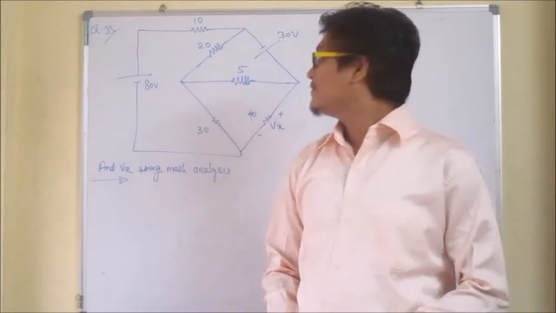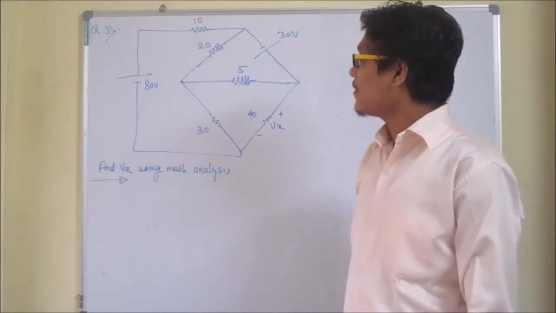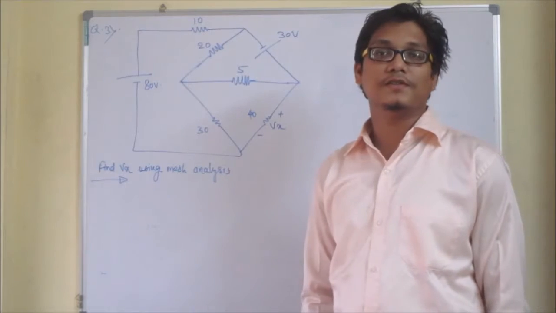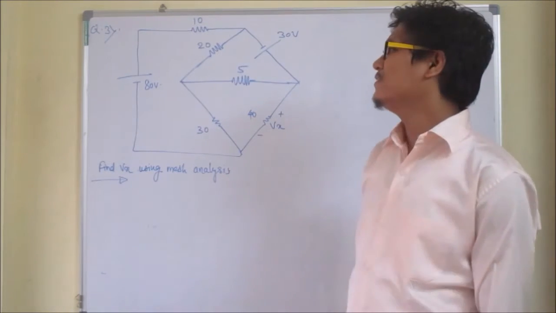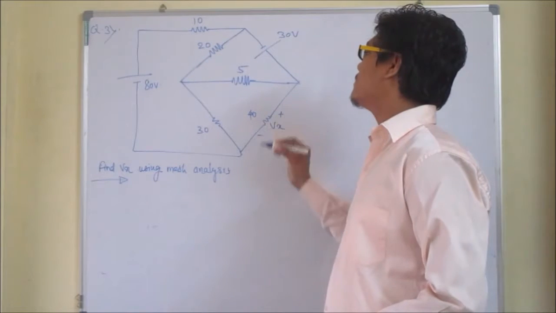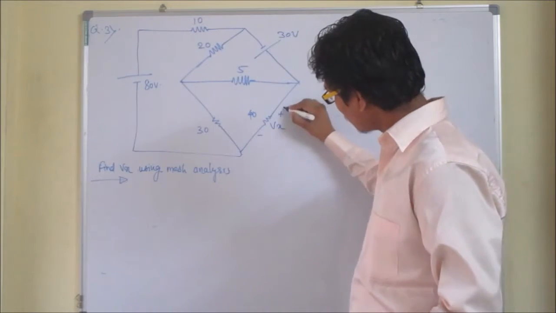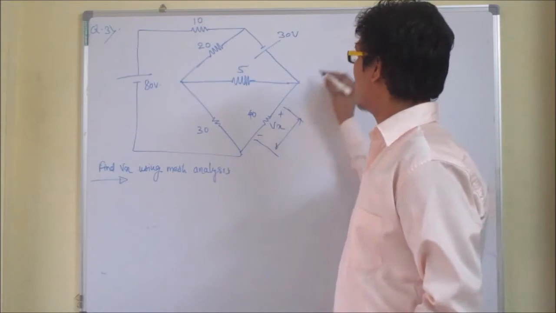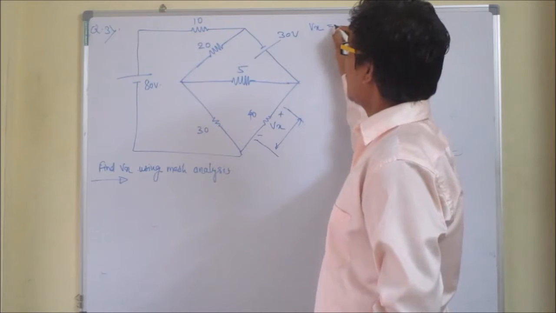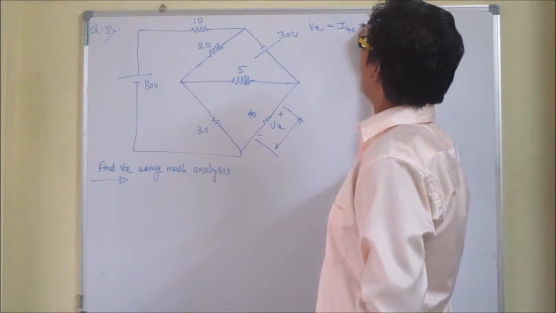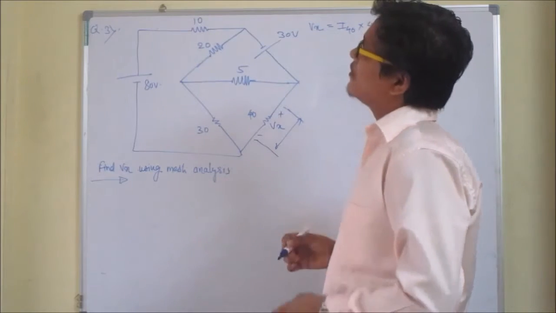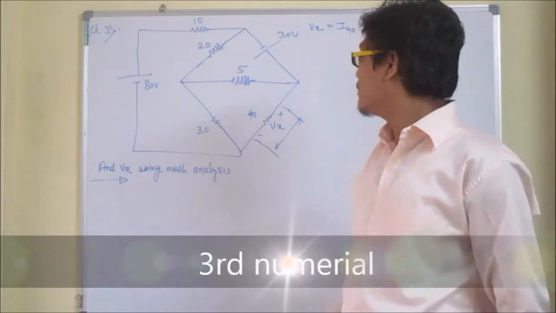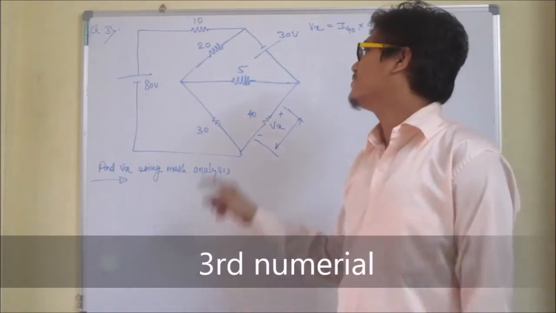Now again, consider this sum. Here they have asked to find the value of Vx using mesh analysis. To find the value of Vx, we should know the current flowing through this 40 ohm resistor, because this Vx is across the 40 ohm resistor. What is Vx? It is I into 40 ohm. So to know Vx, we should know the current flowing through the 40 ohm resistor. Hence, again we have to find this loop current.